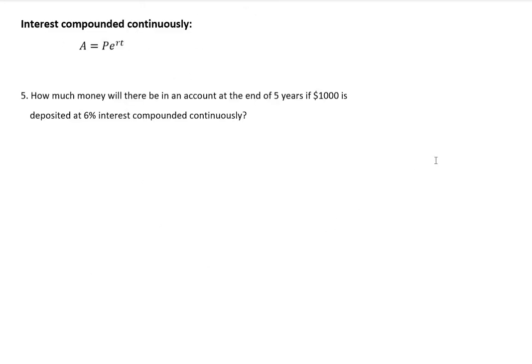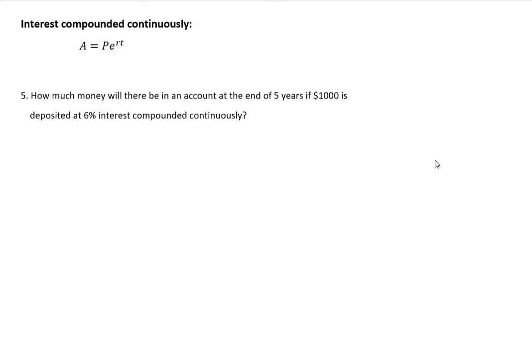And with these next set of problems, we're going to be looking at interest that's compounded continuously. So instead of quarterly, like 4 times a year, or monthly, 12 times a year, it's compounded continuously. And my formula for that is A equals P e to the RT power.